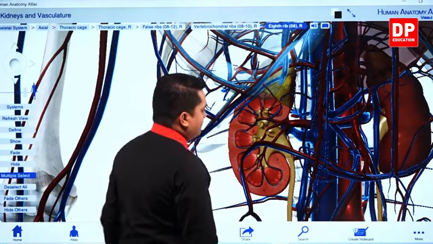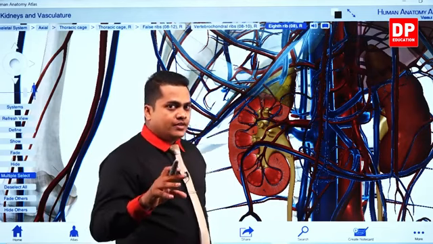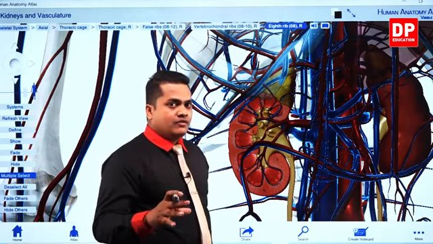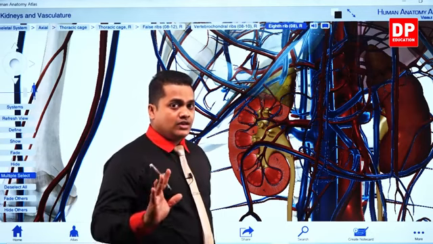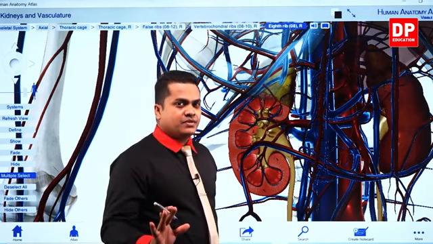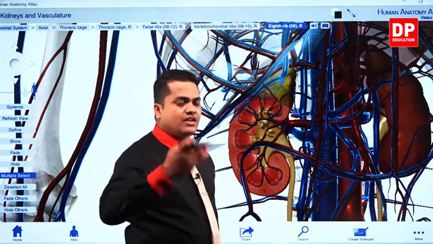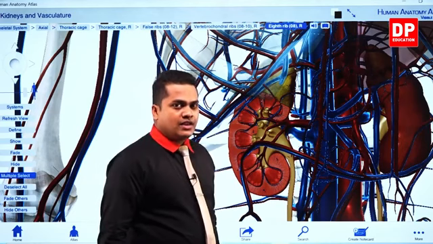The renal vein is the one which is going to reabsorb the remainder. After the filtration process, the blood is remaining within the kidney, no? So those things are being reabsorbed by the renal vein and supplied to the blood once again.